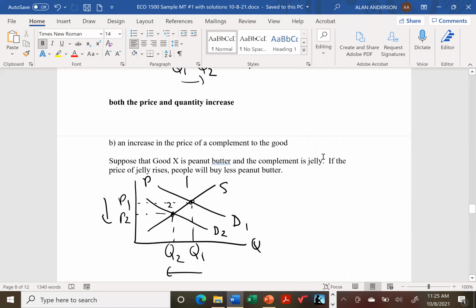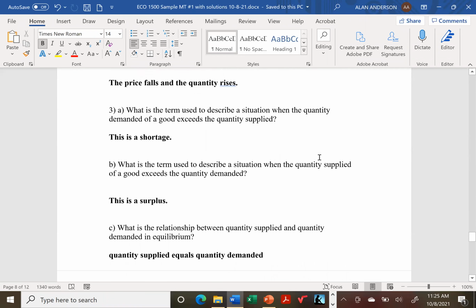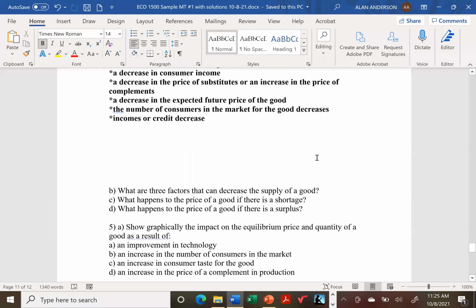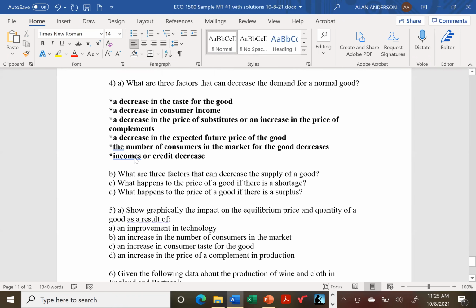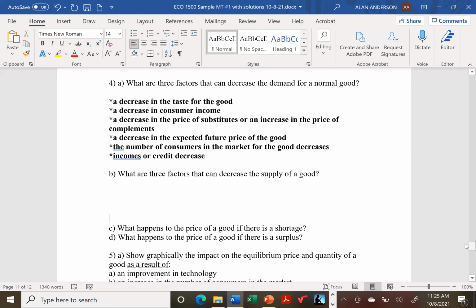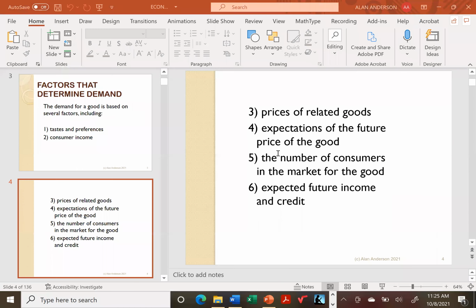So now how about the opposite? I shouldn't say the opposite, decrease the supply of a good. So the factors that we're looking for are also in this chapter.